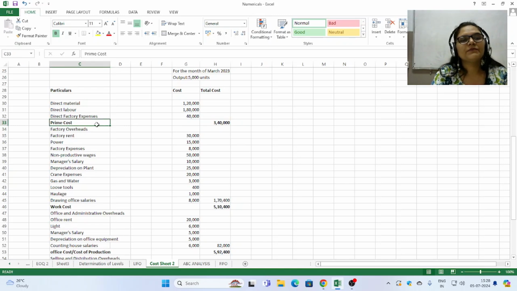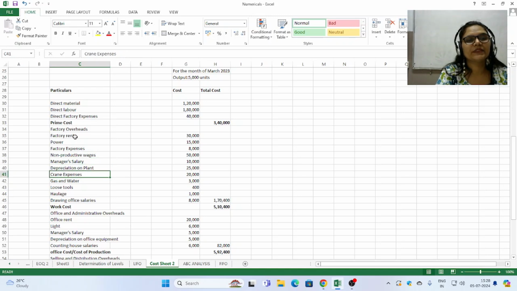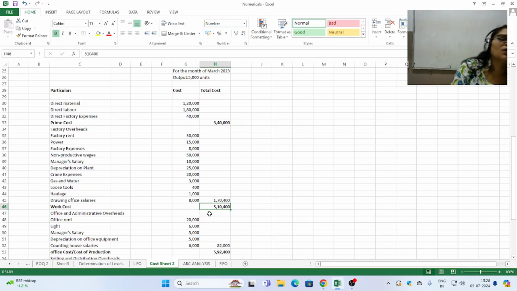After prime cost, we have added factory overheads. Factory overheads are expenses related to your factory premises. This could be factory rent, power, factory expenses, non-productive wages, manager's salary, depreciation on plant, crane expenses, gas and water, loose tools, haulage, drawing office salaries. These are all your factory overheads, and when they are added to your prime cost, we get the work cost.